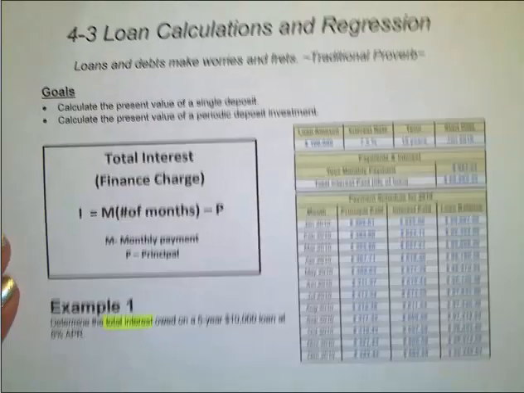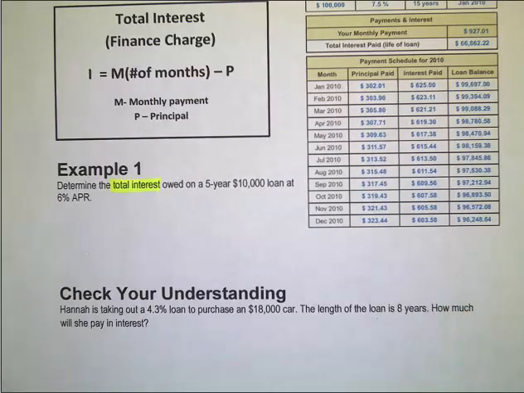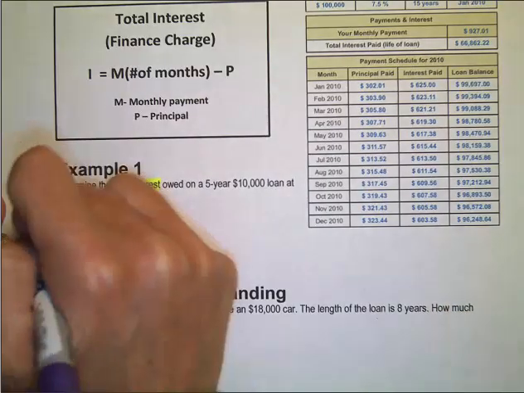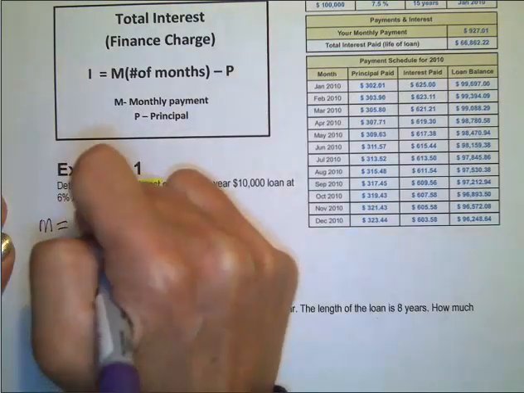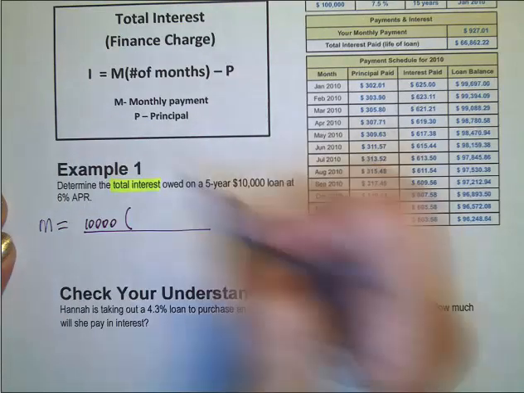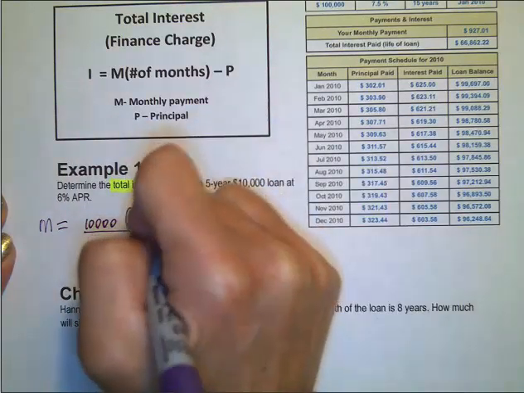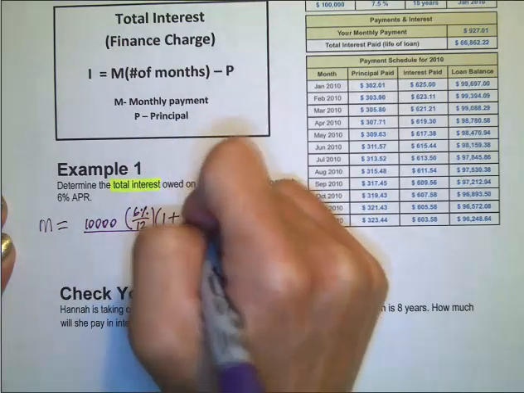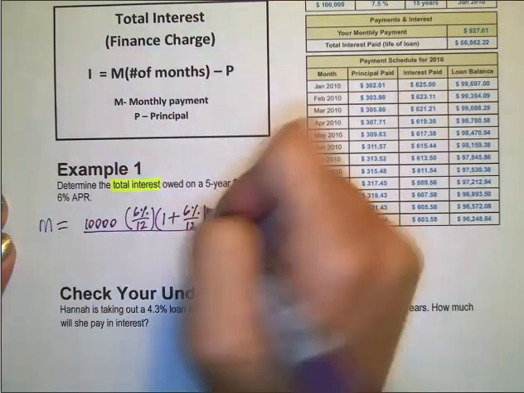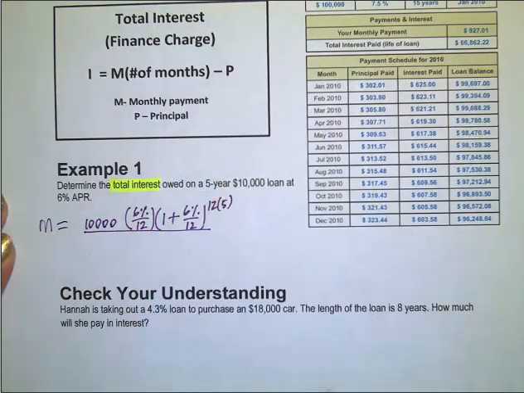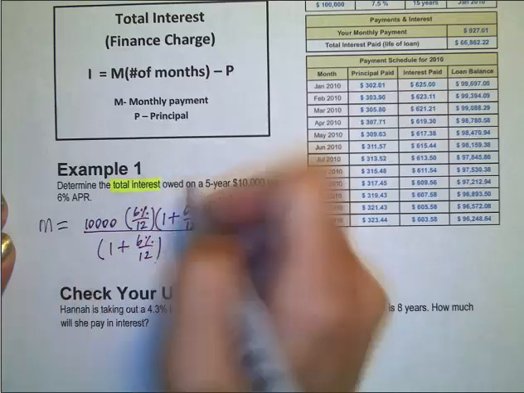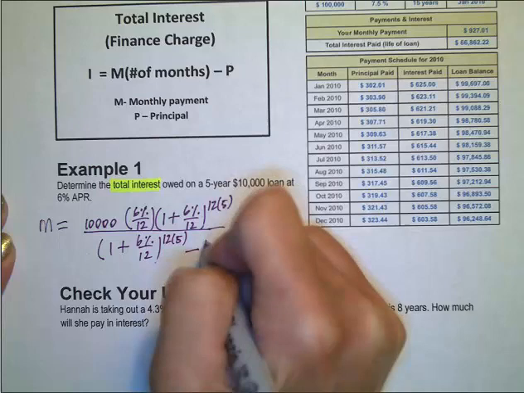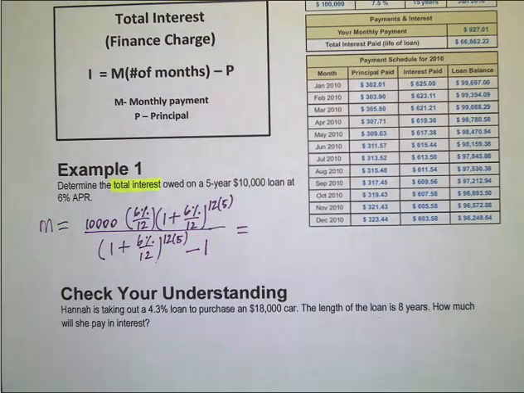Okay? So when we look at yesterday's, we're going to use our monthly payment formula. So M equals our principal amount, which is $10,000, times our rate, which was 6% over 12, times 1 plus 6% over 12, raised to 12 times time, which is 5, over 1 plus 6% over 12, raised to the 12 times 5, minus 1. So go ahead and pause and put that in the calculator to get your monthly payment amount.